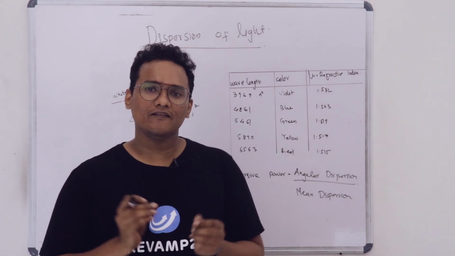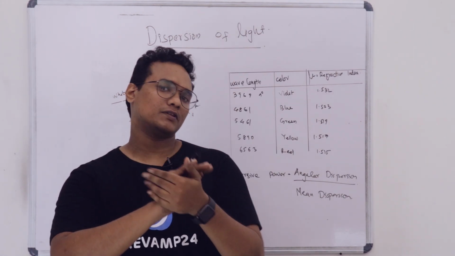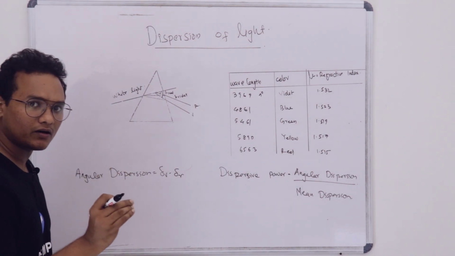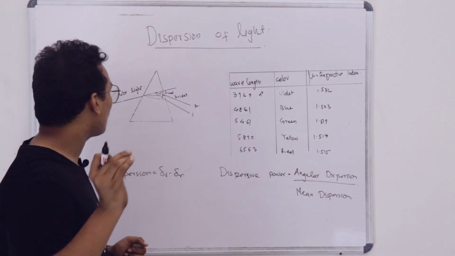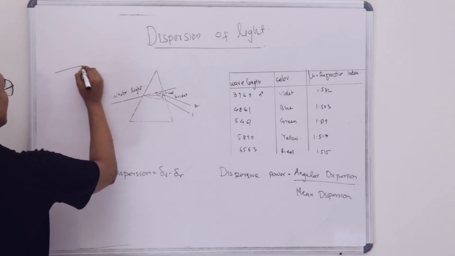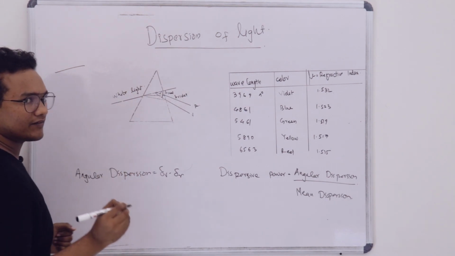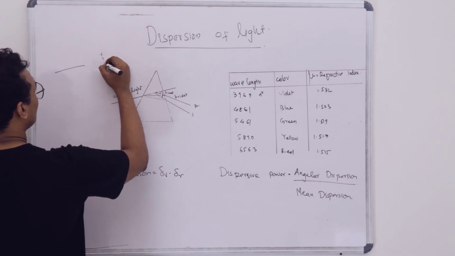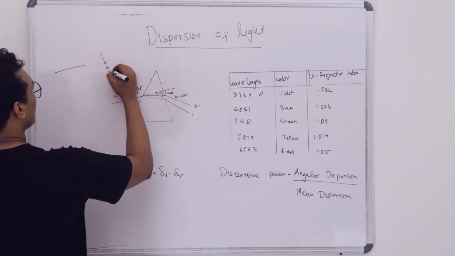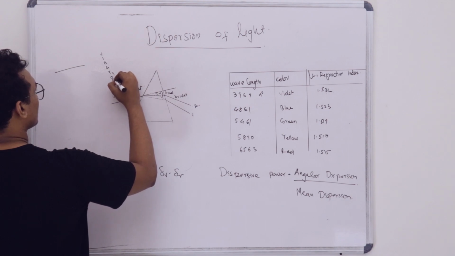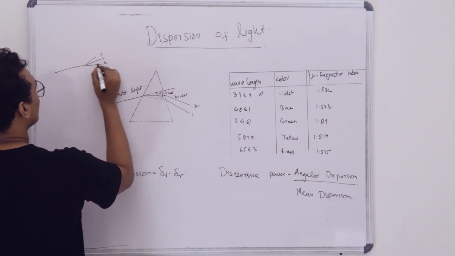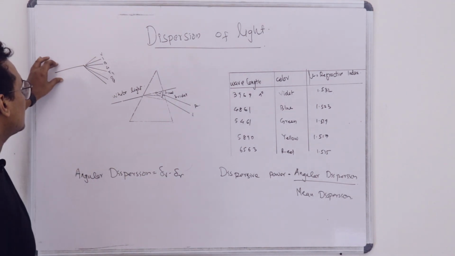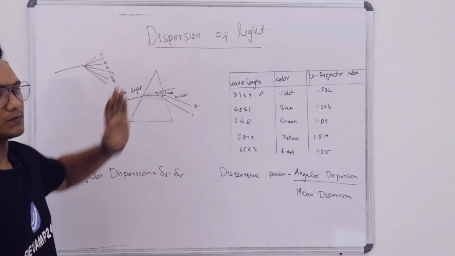In this video, I will explain what is dispersion. We know that dispersion is the phenomenon of splitting white light into its 7 constituent colors. What are they? Violet, indigo, blue, green, yellow, orange, red. So the process of splitting white light into its constituent colors is termed as dispersion.